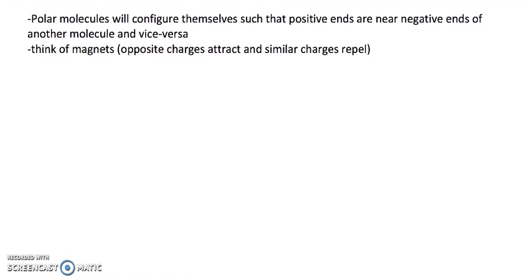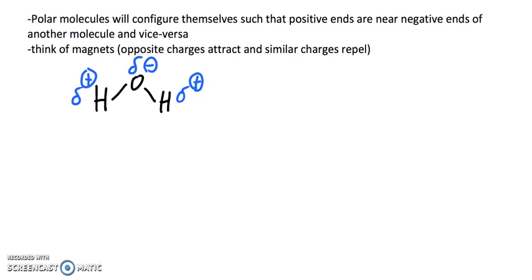Okay, so now these polar molecules, they'll act like magnets, and they're going to orient themselves to maximize opposite charge attraction. So what do I mean by that? So let me draw my water again. This was my delta positive. Here are my delta negatives. So down below, I'm just going to write those partial charges.